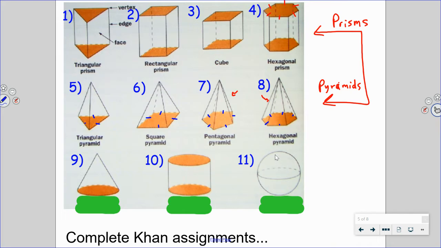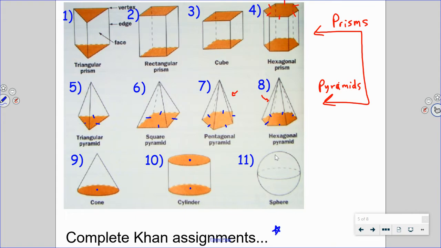Numbers 9, 10, 11 have curves. Number 9, of course, being a cone, having only one face. Number 10, two faces and a curved surface around them makes for a cylinder. Number 11, not a single face, not a single edge, not a single vertex, and therefore a sphere.